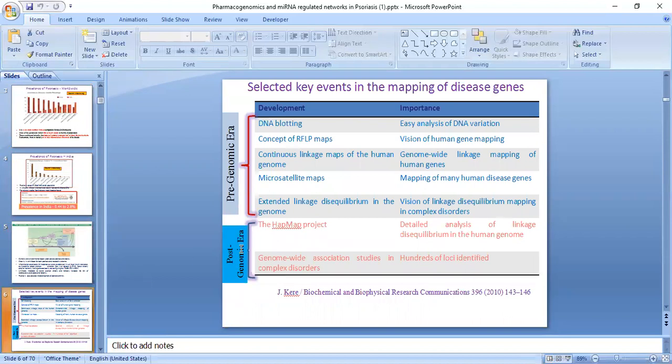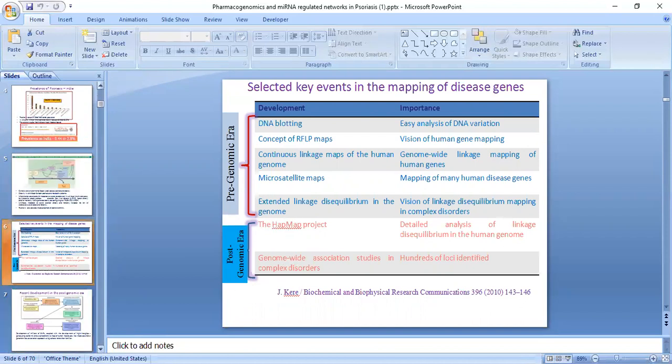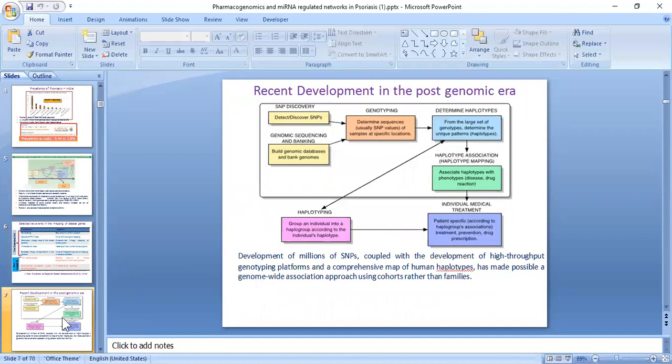With respect to the era of pre-genomics and post-genomics, the HapMap project and genome-wide association studies were the important studies in post-genomics. And with respect to the recent developments, we got a lot of SNPs and haplotypes, and it's all possible due to the high-throughput genomic facility.